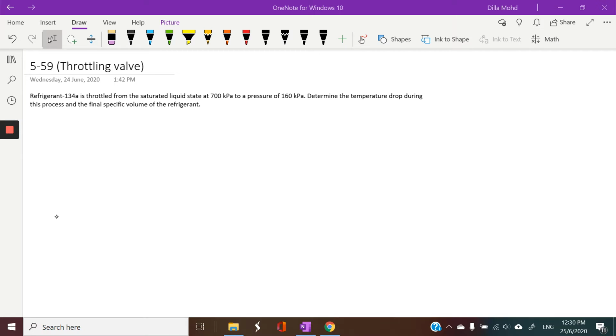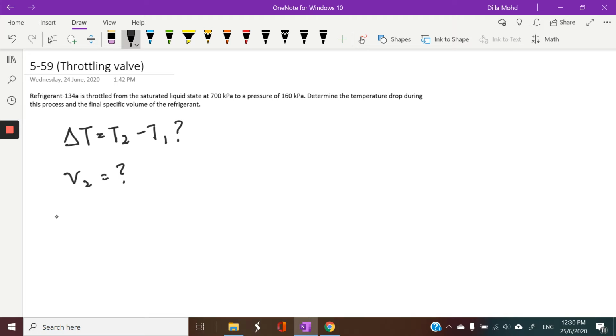Now we are going to solve problem 5.59, which is a throttling valve. Here we have refrigerant R134a being throttled in a throttling valve. At the inlet, the refrigerant is in a saturated liquid state with a pressure of 700 kilopascal. At the exit, the pressure drops to 160 kilopascal. We need to determine the temperature drop of this process, which is equivalent to the change in temperature, delta T equals T2 minus T1, right? We also need to determine the final specific volume, which is small v2.